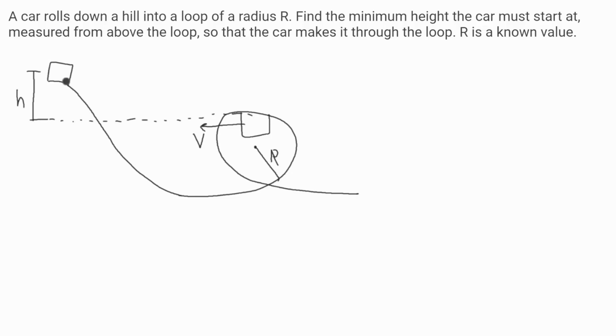We have this car here. This car is sitting at some height above this loop. This car will drive down this hill, and it'll go around this loop, and we define the minimum height here that allows the car to go through this loop without falling.